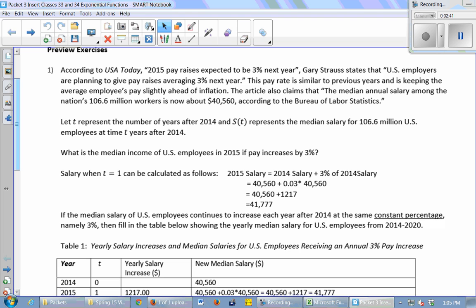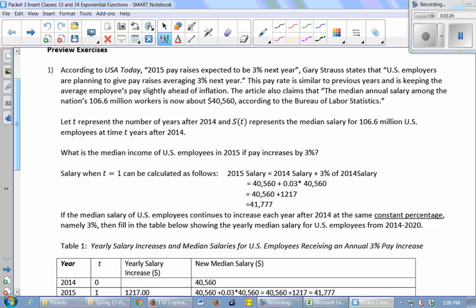All right, so I want to calculate what the new median salary will be if we do a 3% raise. So the way you calculate the new salary is you take the old salary, the 2014 salary, and add 3% of it to itself. Okay, so you take 3% of the 2014 salary, add it to the 2014 salary. So 2014 salary was 40,560. Add to that 3% of 40,560. So it's 40,560 plus 1,217, and you get $41,777. So that's your new median salary in 2015.